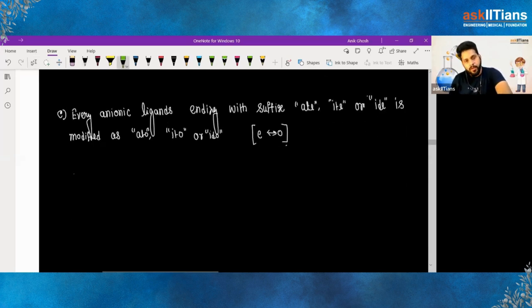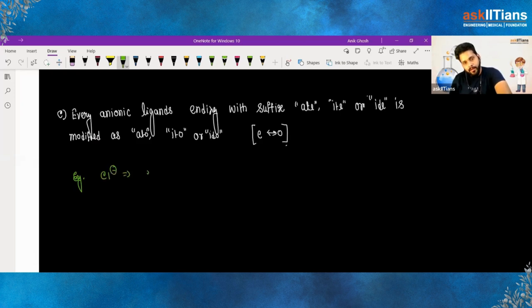Now, let me give you all the examples all together now. Example. Cl minus. What is its name, guys? Chloride. But it ends with 'ide'. 'Ide' cannot stay 'ide'. It would be 'ido'. E changes with O. So, guys, we are gonna call it chlorido. Let's say I minus. What am I gonna call it, guys? Iodide. So iodido. Let's say SO4 2 minus. What is its name? Sulfate. But E turns with O. Sulfato.